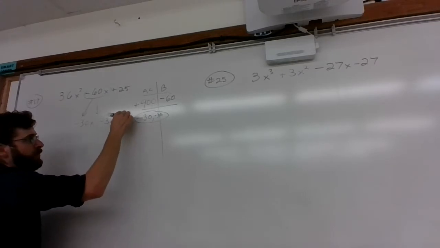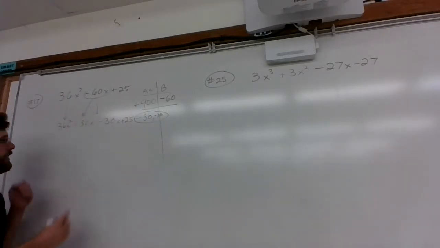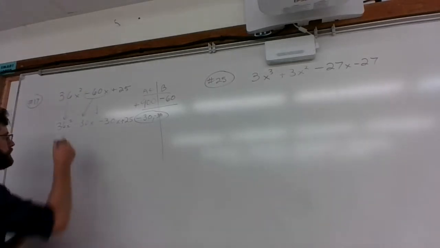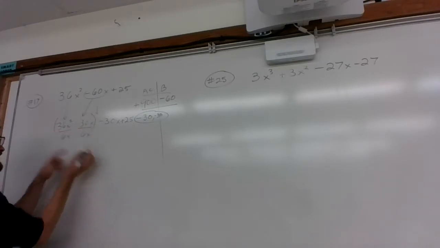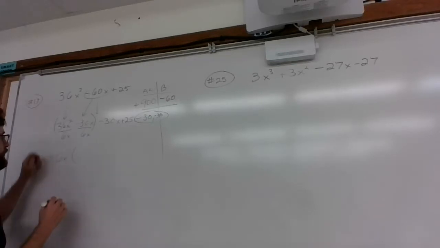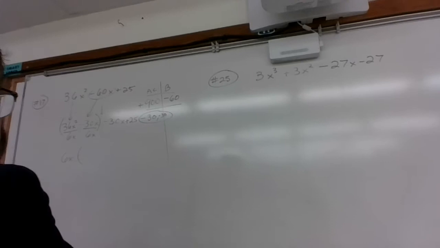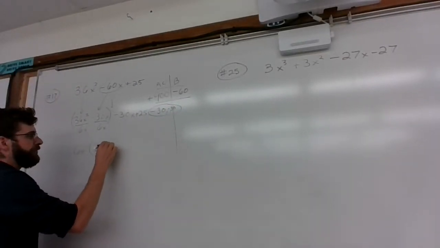If we went through this the normal standard way, negative 30x here, negative 30x there, bring down the plus 25, bring down the 36x squared. Then you group the first 2 terms together. They both share a 6 and an x. Take it out. The leftovers, by the way, I'm getting by dividing by it. Hopefully that's clear from the video here. 6x minus 5 remains inside.